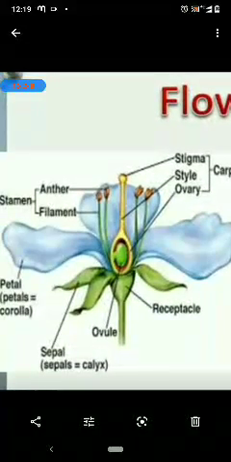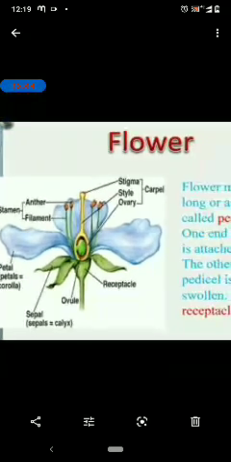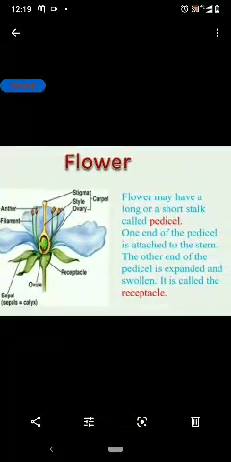Pollination can happen within the same flower or with another flower when the pollen from the anther falls onto another flower's stigma. We will see one supportive video for this which will give you a better understanding of it.